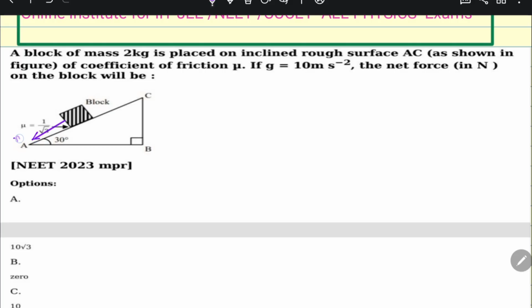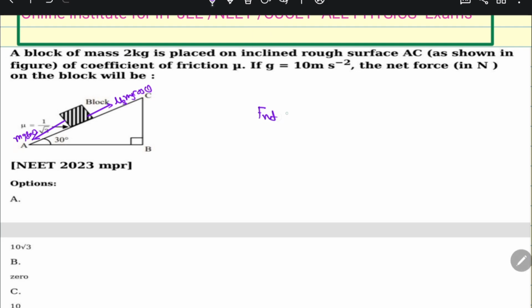this is mg sin theta acting downwards. Mu s into normal, mg cos theta, acting upwards. So here you see that these forces are equal. So can we say that this block is stationary, or what is the net force?